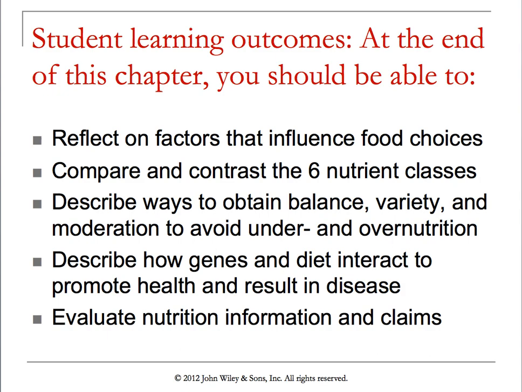So at the end of today, you should be able to reflect on factors that influence food choices, compare and contrast the 6 nutrient classes, describe ways to obtain balance, variety, and moderation to avoid under and overnutrition, describe how genes and diet interact to promote health and result in disease, and finally evaluate nutrition information and claims.